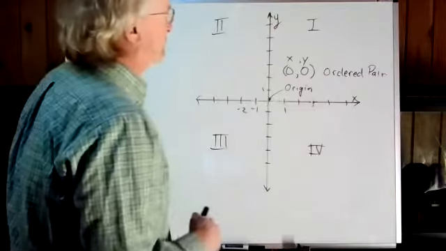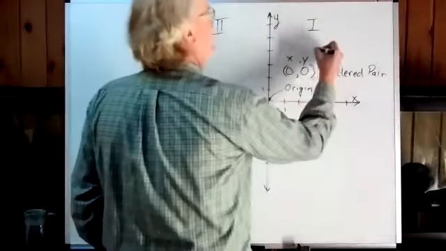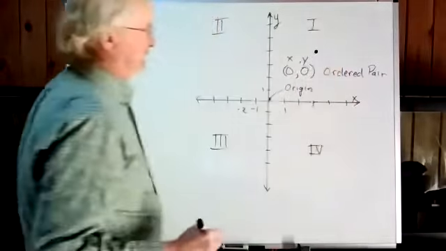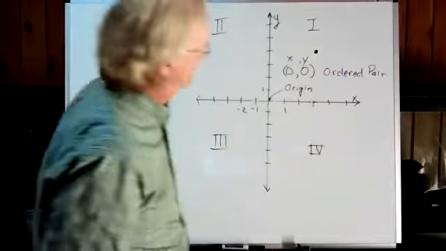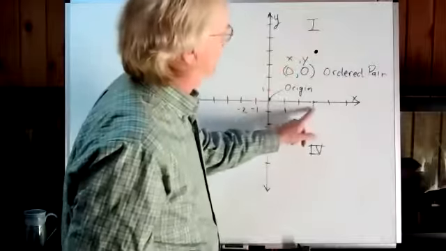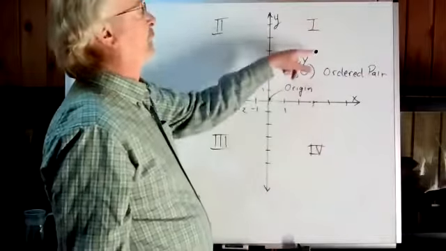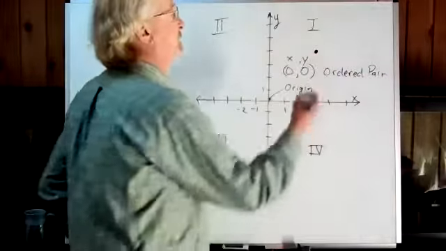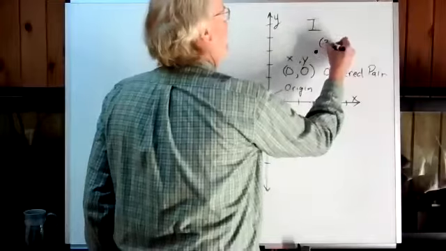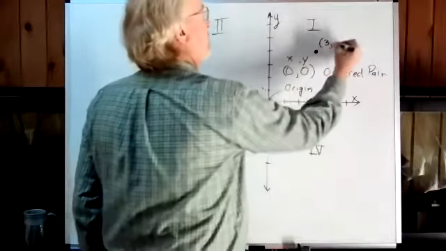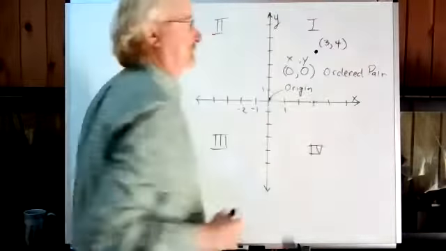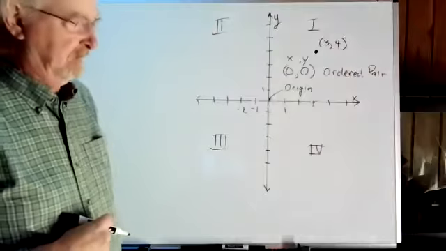Now notice any point I would have out here in that quadrant. Let's say I went over about 3 and I went up 4. I have an x value of 3, just making something up, 1, 2, 3, and a y value of 4. There are the coordinates for that point I just put in that plane.